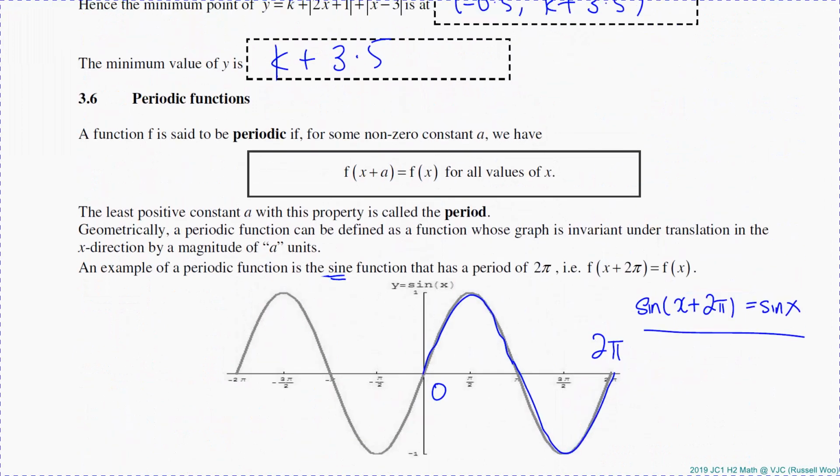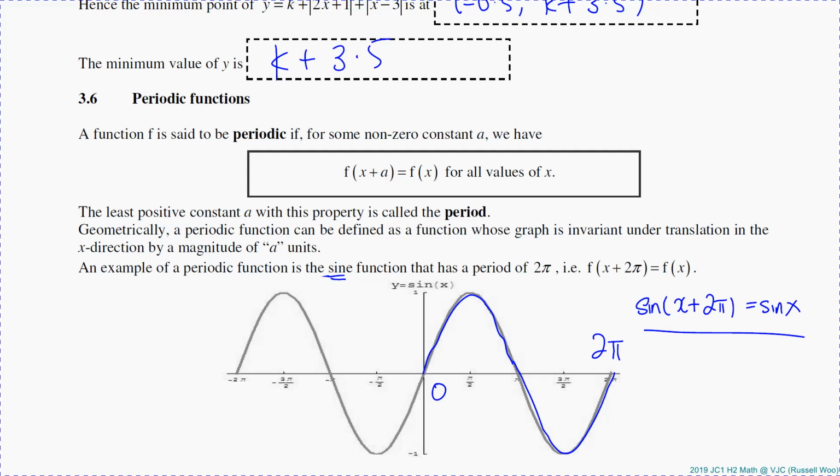Last week I talked a little bit about periodic functions. Now, a function is said to be periodic if this condition is satisfied. What do we actually mean? This may look a bit alien to some of us, but I think this is alright.